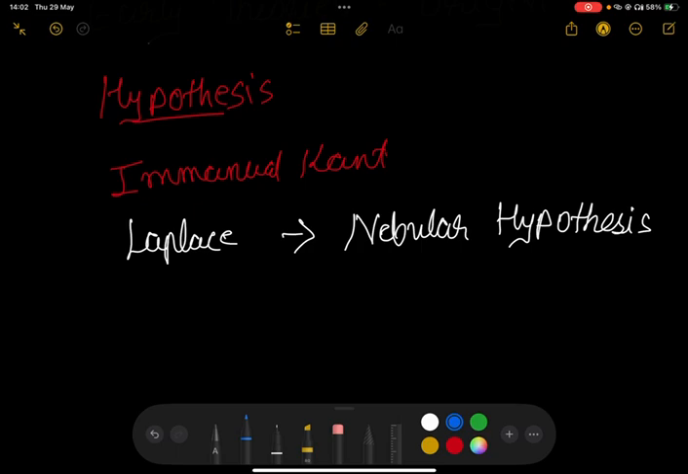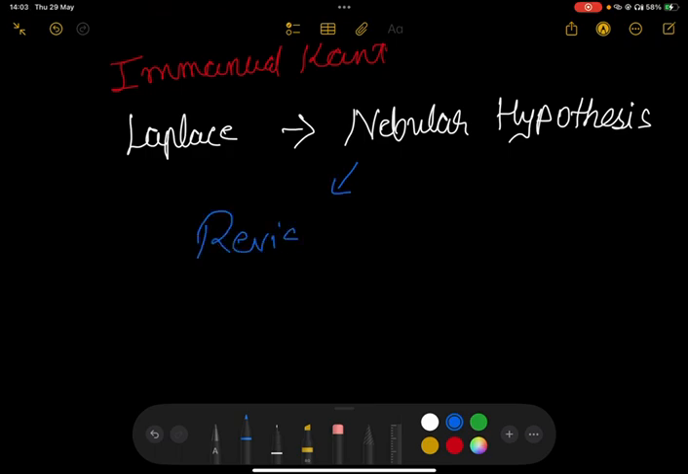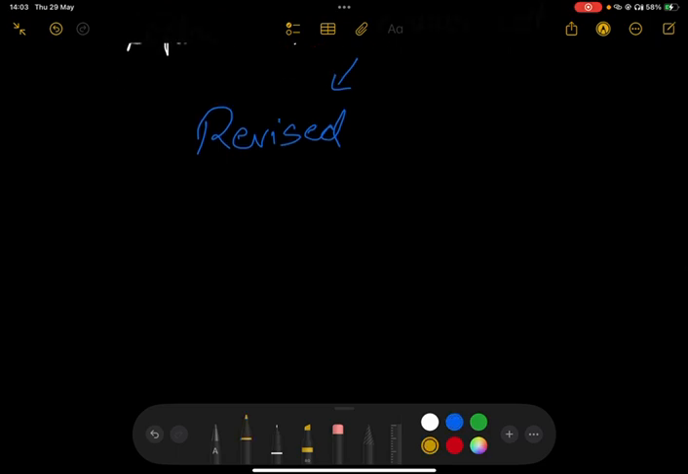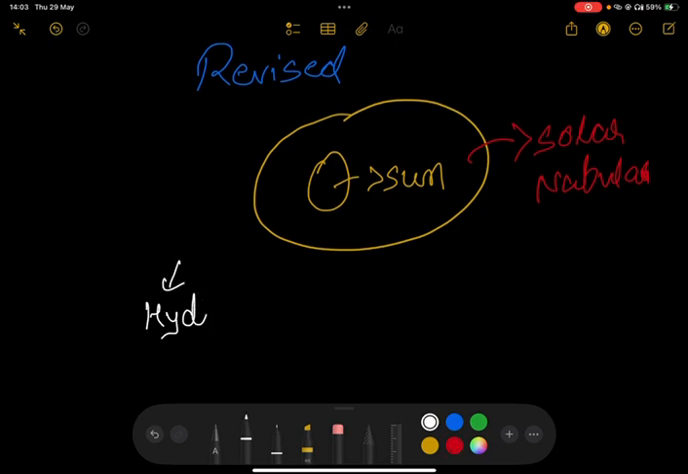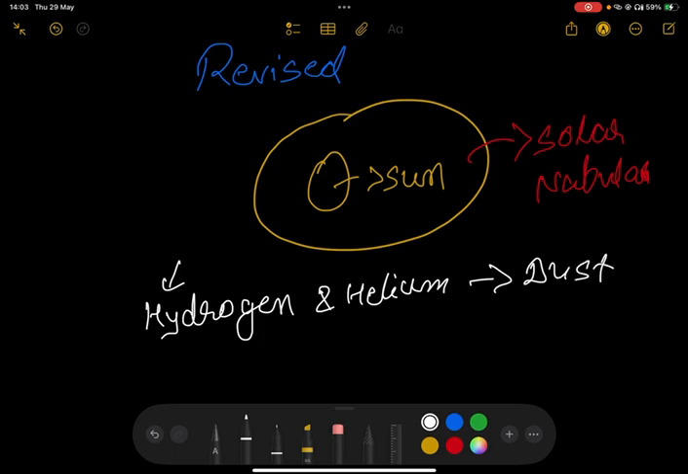Next, in 1950, Otto Schmidt in Russia and Carl Weizsäcker in Germany revised the nebular hypothesis. They considered that the sun was surrounded by a solar nebula, containing mostly hydrogen and helium along with dust. The friction and collision of particles led to the formation of disc-shaped clouds, and the planets were formed through this process.